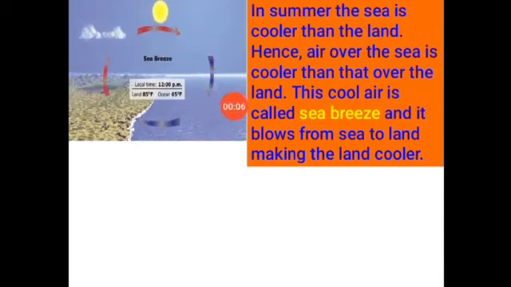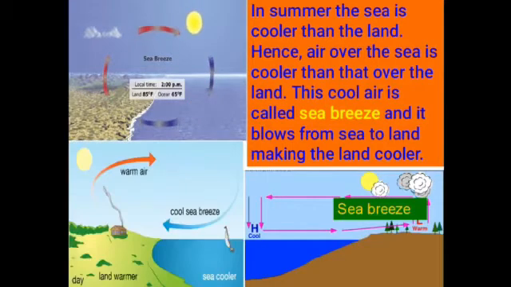In the summer, the sea is cooler than the land. Hence, air over the sea is cooler than that over the land. The cool air that is over the sea is called sea breeze. And it blows from sea to land, making the land cooler.